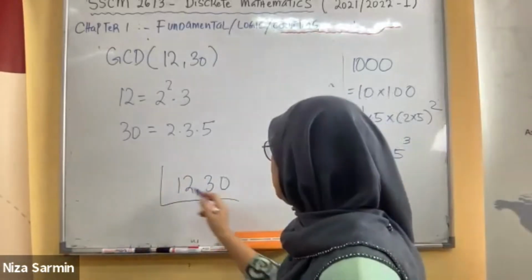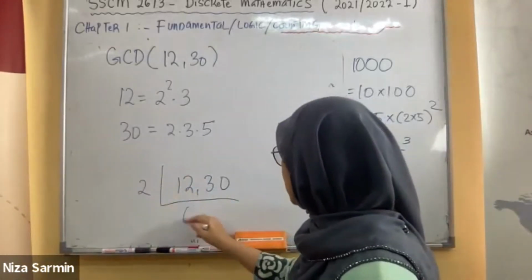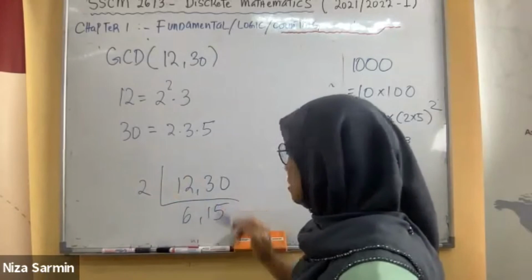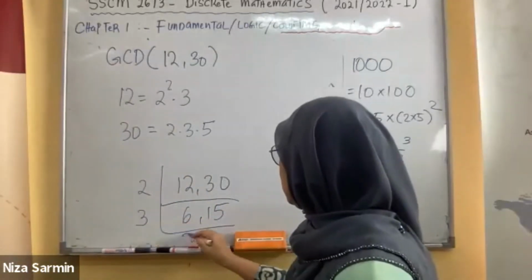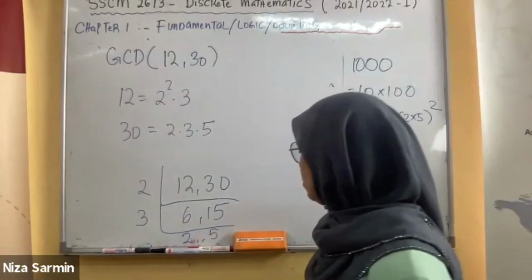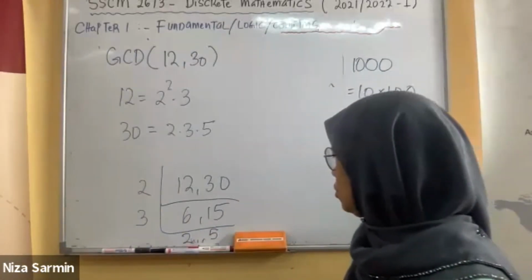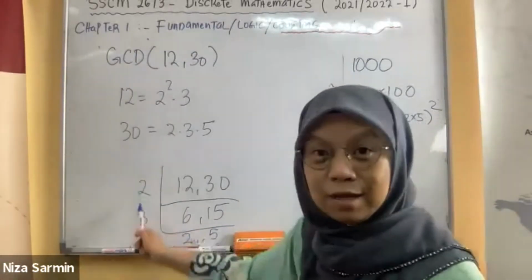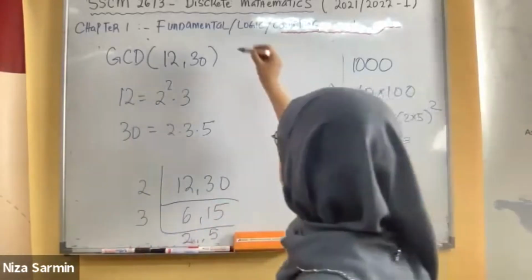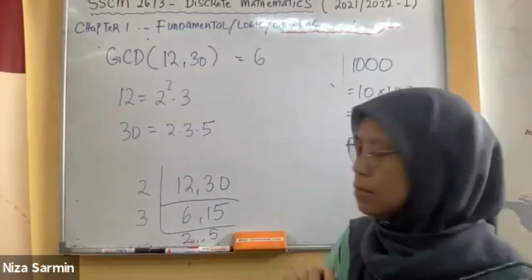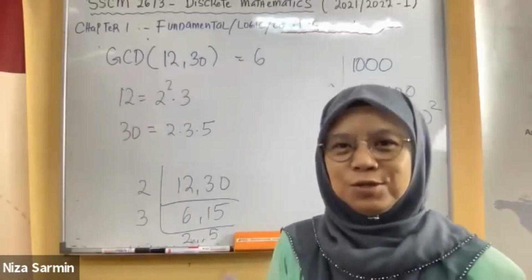So the big, like yesterday I mentioned, that's 3, right? And then there's 2, there's 1. So 2 and 3 is 6. So the GCD is 6. Okay, this is the shortest way actually.